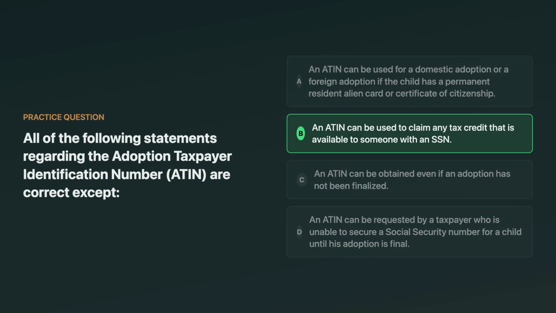The incorrect statement is that an ATIN can be used to claim any tax credit available with an SSN. That's the trap. Certain credits commonly require a valid SSN for the child, so an ATIN won't unlock everything. The other statements fit the purpose of an ATIN. It's a temporary number used when an SSN can't be obtained yet during the adoption process.